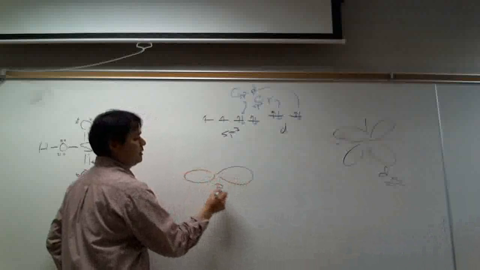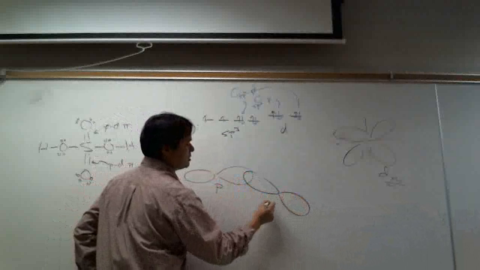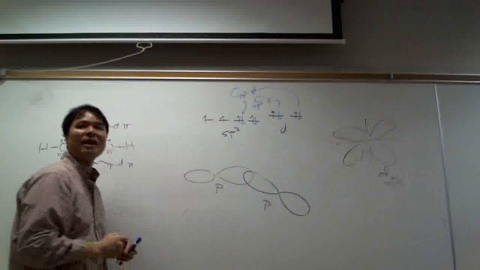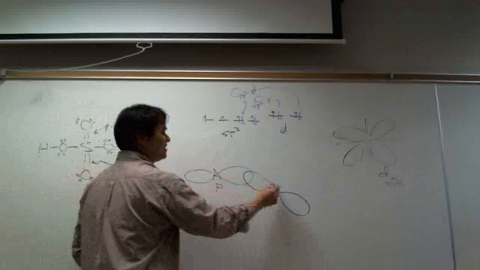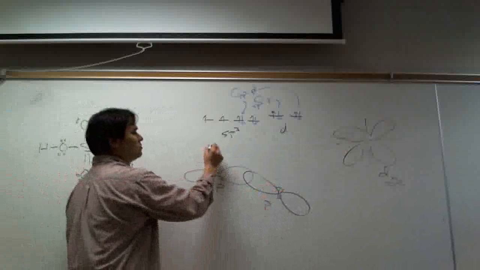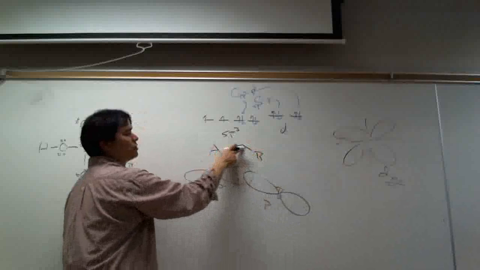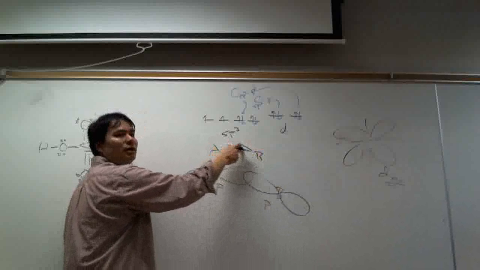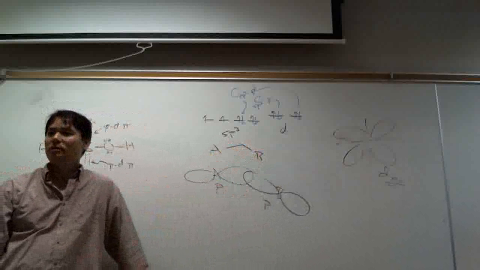Let's say this is a p orbital here. This is a p orbital here. Good overlap. This is atom A. This is atom B. This bond looks like this. It has a kink here. So rather than just drawing a straight line to B, we draw a kinked line to show the bond is kinked. Is a kinked bond good?